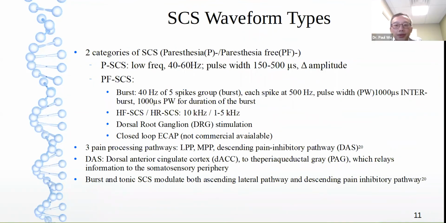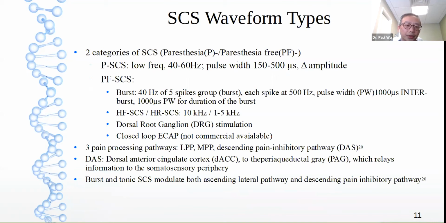Waveforms are pretty much the basis of spinal cord stimulation and its efficacy, and in general, there are two broad categories of spinal cord stimulation waveforms. They are basically paresthesia and paresthesia-free stimulation. Paresthesia stimulation uses low frequency, 40 to 60 hertz, with a pulse width of 150 to 500 microseconds. The amplitude can be changed to adjust the strength.